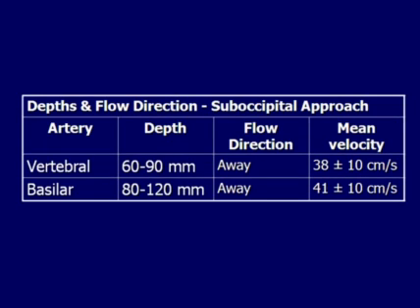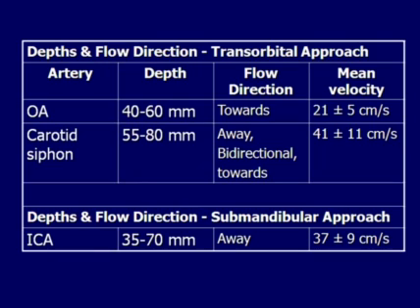Through the suboccipital window, again, it's the vertebrals and basilar. Vertebrals are what we're going to see first. The basilar is going to be the deepest, anywhere between 8 and 12 centimeters. And as we see, the velocities are pretty much the same in the range of around 40 centimeters per second. And again, the flow direction normally is away from us.